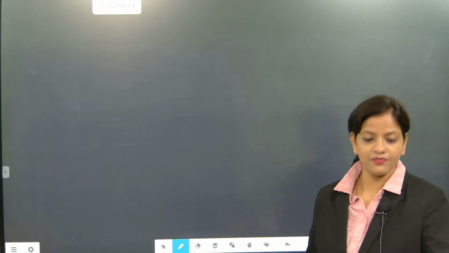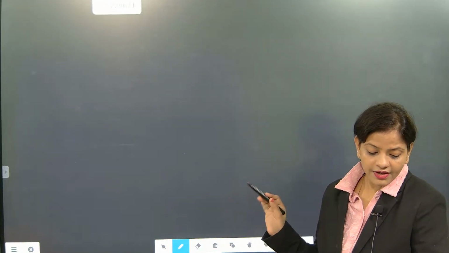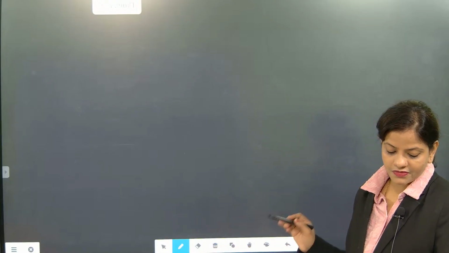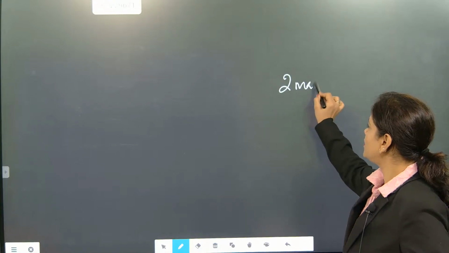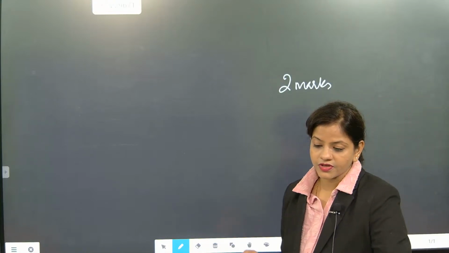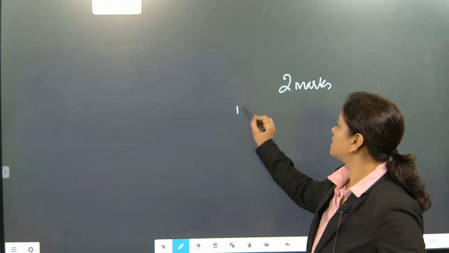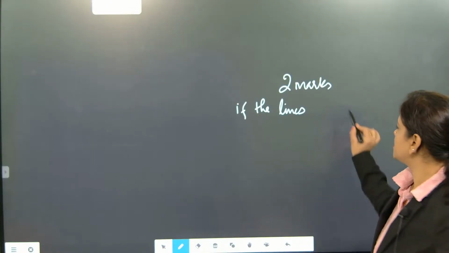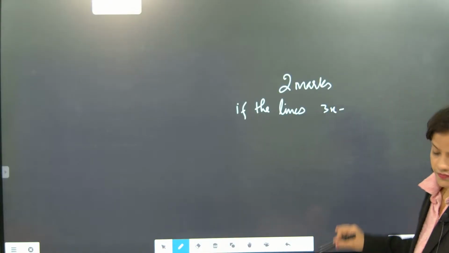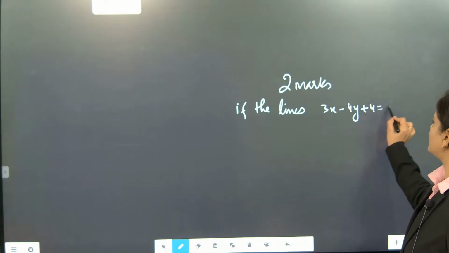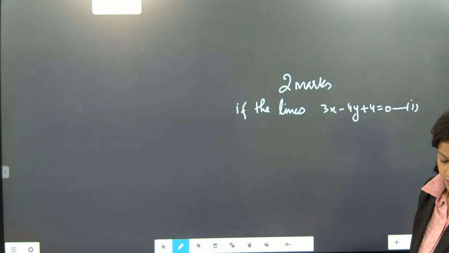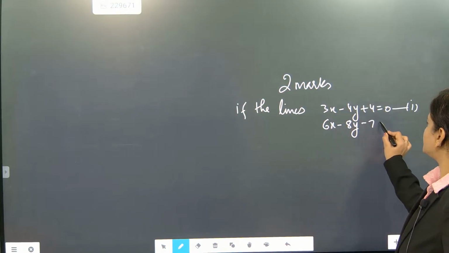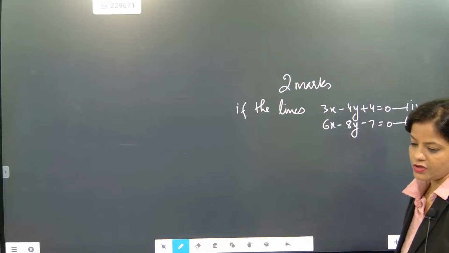So now look here. Are we ready for the next question? Get ready. This is a short 2 mark question. Only 2 mark questions. If the lines, now think properly about this question. 3x minus 4y plus 4 equal to 0. This is the first one. The second one is 6x minus 8y minus 7 equal to 0. Equation 2.